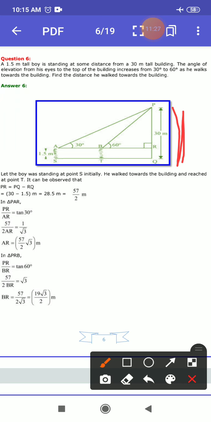Clear? So here you will now see: let the boy be standing at the point S. We have to suppose that the boy is standing at the point S and he walks toward the building. Then the point where he stays and sees the top of the building and makes that 60 angle, that point is T. Clear? So it is observed that we have to observe this value here: PR is equal to PQ minus RQ.